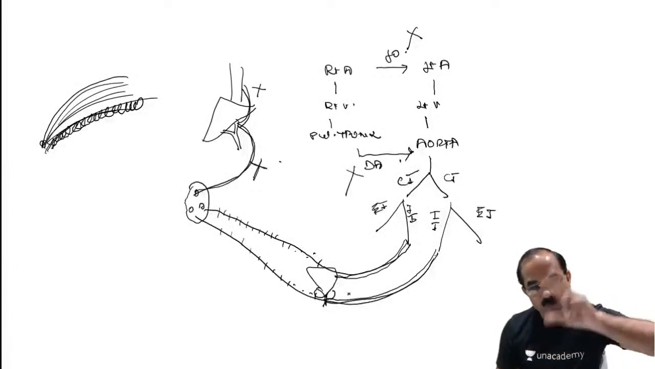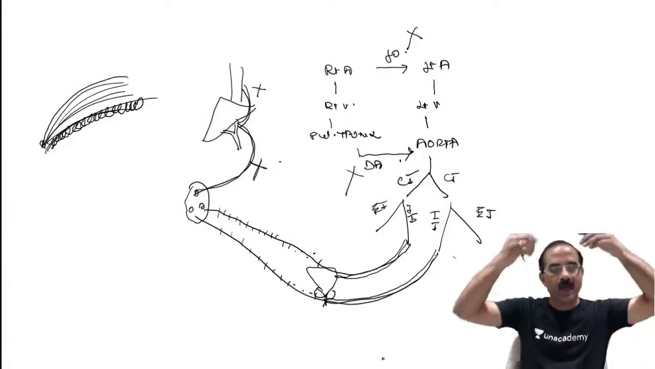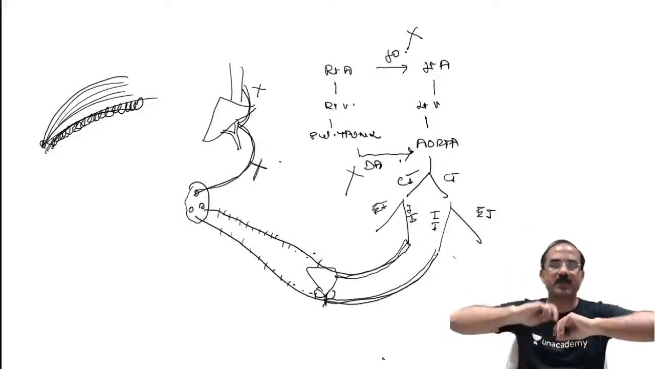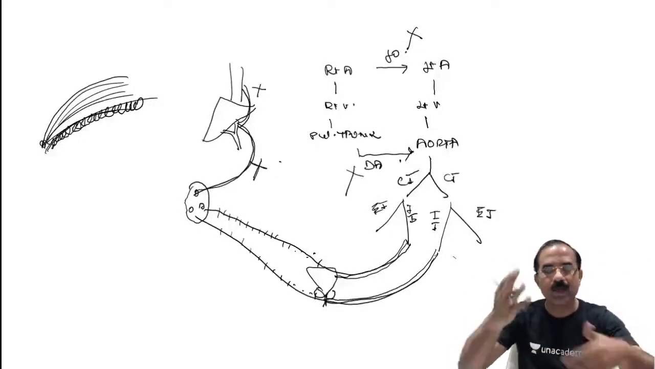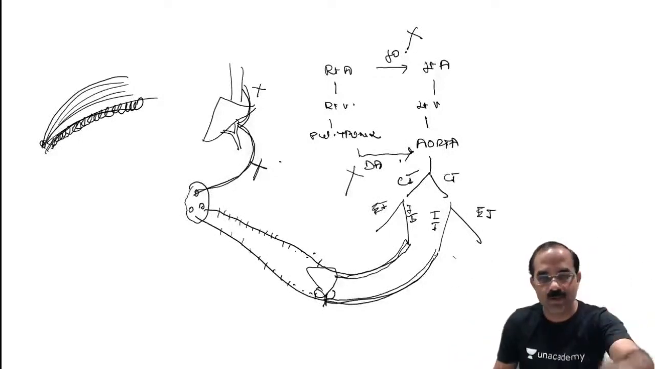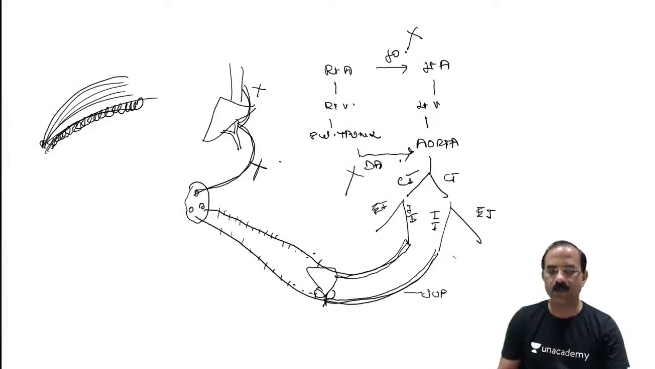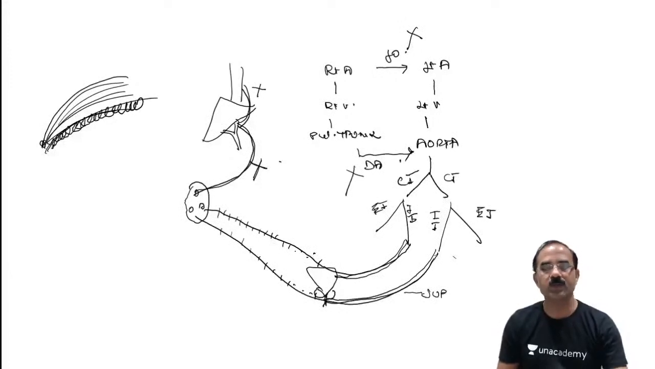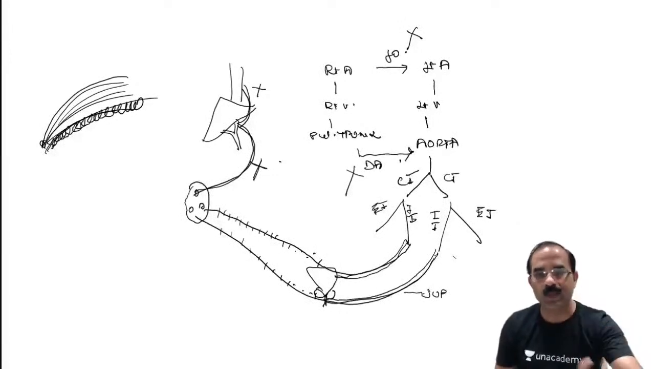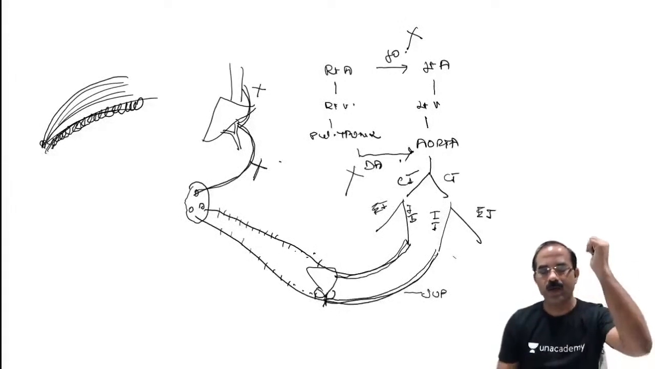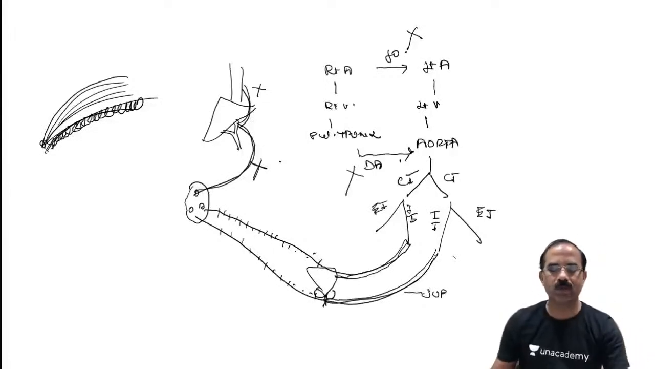Now, where does it begin from? Internal iliac, and where does it go to? The bladder. It now supplies the bladder. It is now known as the superior vesical artery. अब ये बनेगा superior vesical artery. So superior vesical artery is the non-obliterated part of umbilical artery, and the obliterated part becomes the medial umbilical ligament.